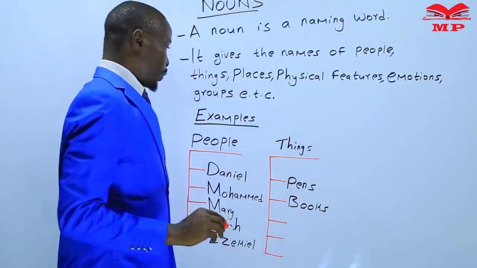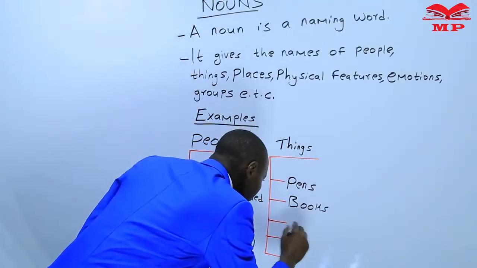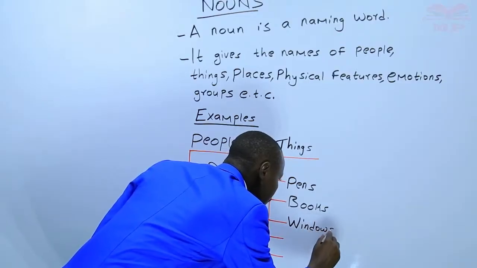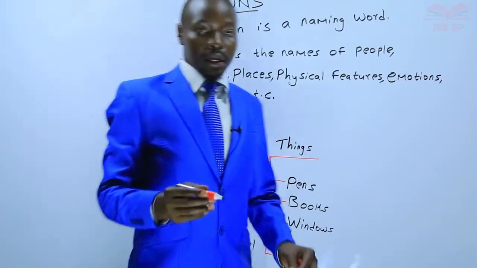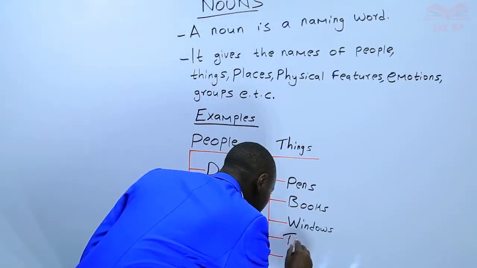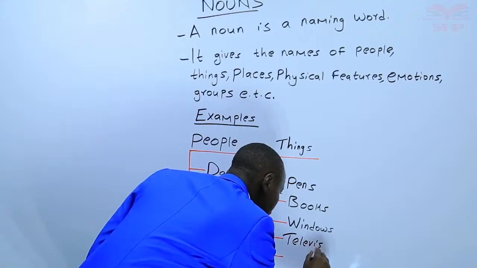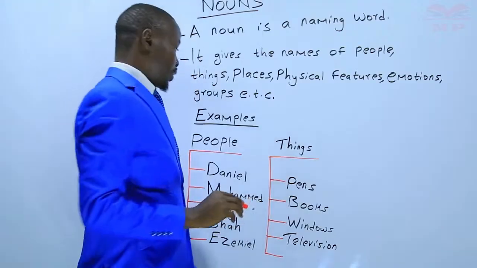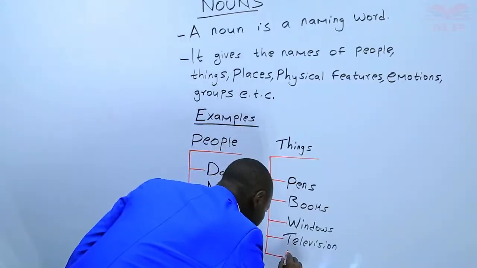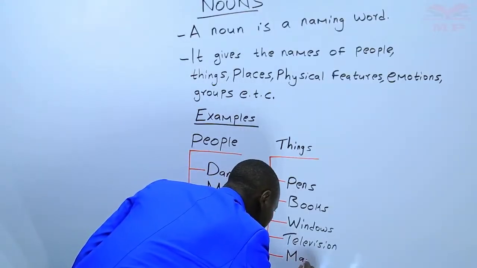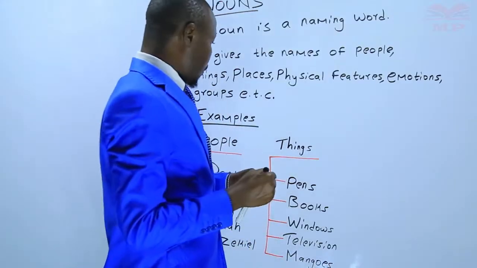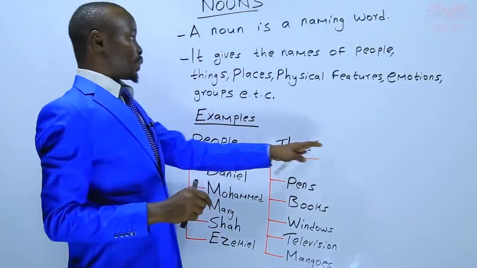And then we also have the windows we can see around. Television is also under the names of things. So we can use television. So we have television as the fourth example. And finally, we can use mangoes. We have mangoes. So these are the examples of things that we have around.